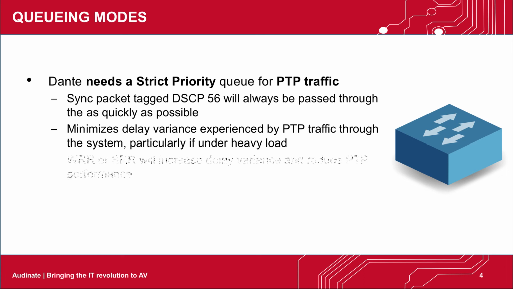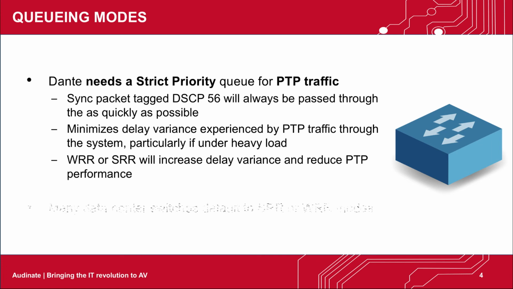Something to keep in mind is that WRR or SRR will increase delay variance and reduce PTP performance. Many data center switches default to SRR or WRR modes, so it's always a good idea to make sure that those settings are not enabled if you're using QoS on higher spec switch products.